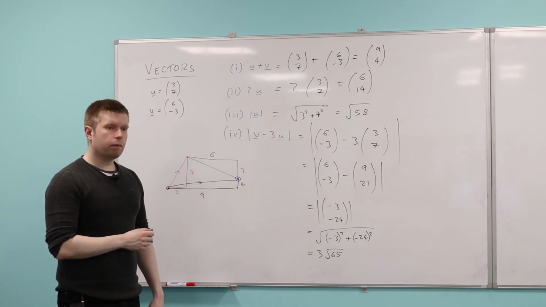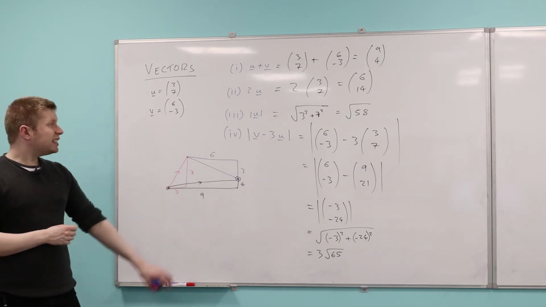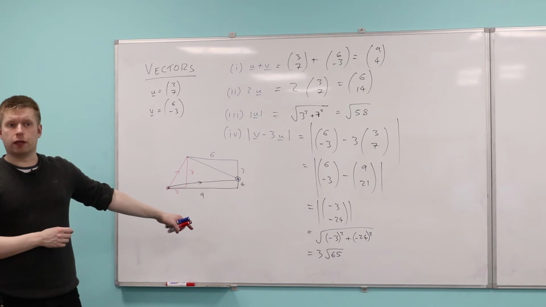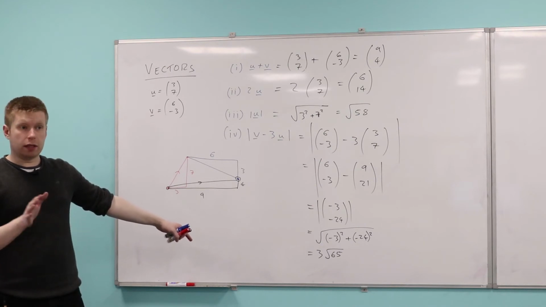Plus 24. Yeah, it's correct. Good. 3 square root 25. 65. Is this okay? Are there any questions with this? Okay. If one of these came up in the exam, what do you reckon? Yeah? No? Easy. Easy, right?